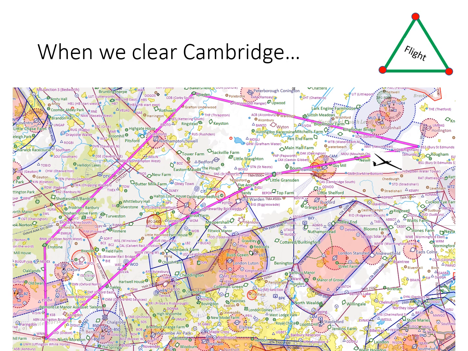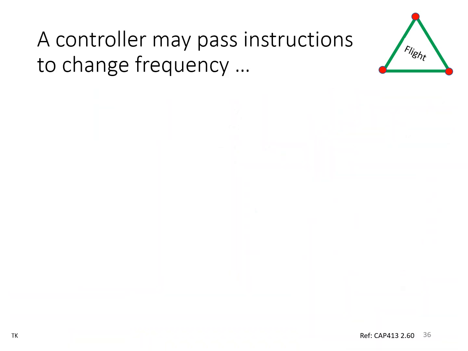Cambridge's instrument approaches actually overlap the CMATs. But typically we might change after we pass Newmarket. So how do we do that? Sometimes a controller may pass instructions to change frequency. This might well happen if you're being passed from one service provider to another, as in this example.